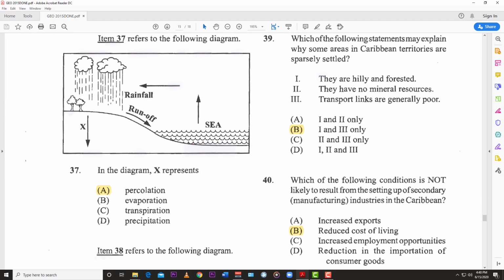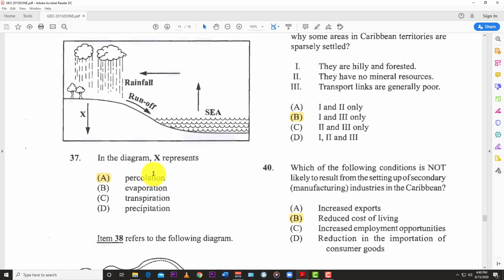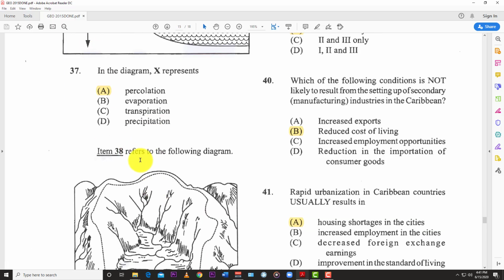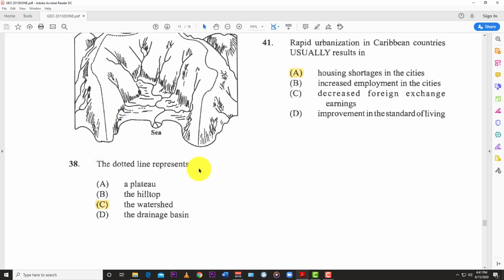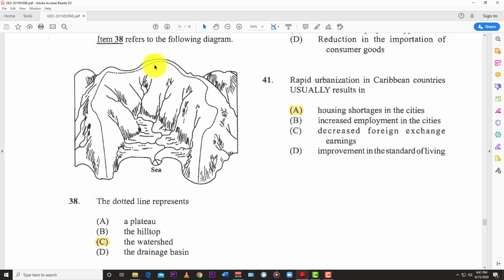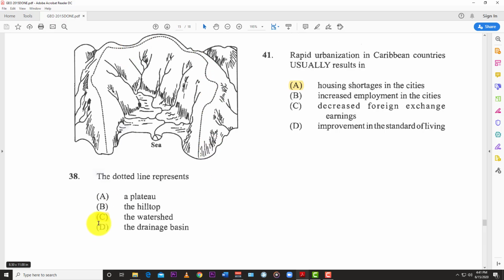Alright, 37 refers to the following diagram. In the diagram, X represents, and the answer is A, percolation. That's when the water is going down, seeping down, percolation. 38 refers to the following diagram. The dotted line right here represents, and the answer is C, the watershed.